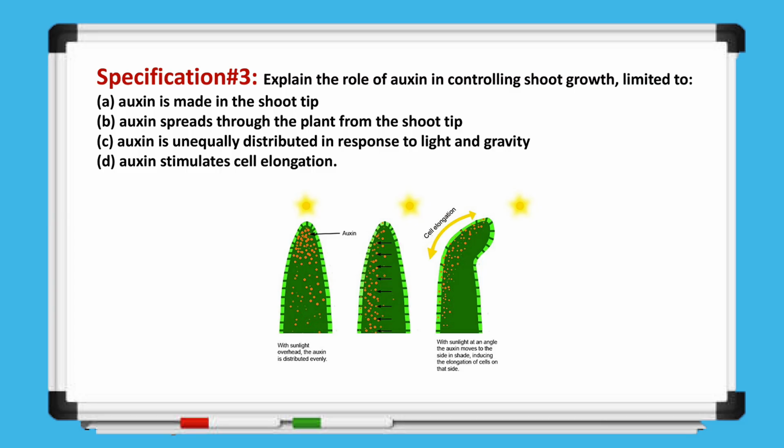When light is overhead, auxin is evenly distributed, so the shoot grows straight. When light comes from one side, auxin accumulates on the shaded side, causing cells there to elongate more, which makes the shoot bend towards the light.